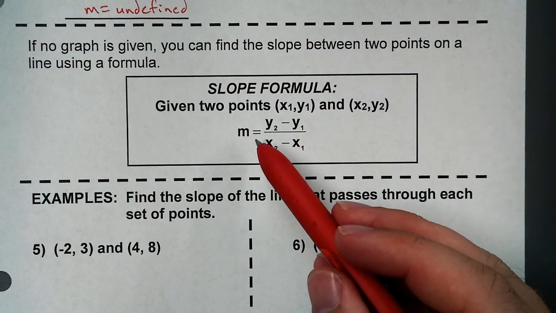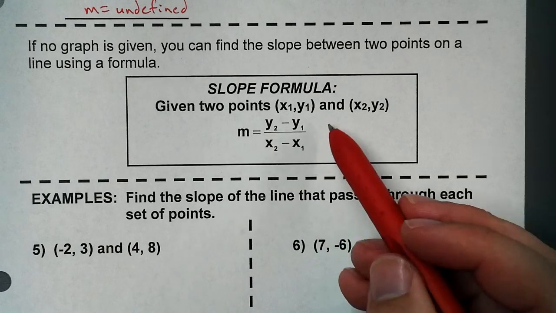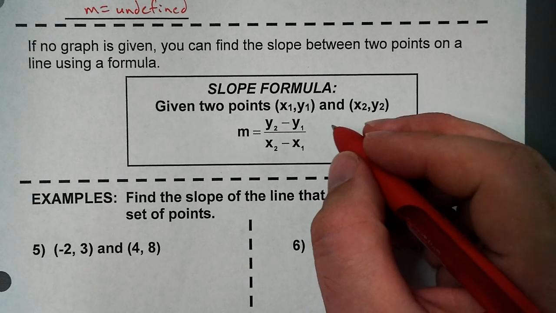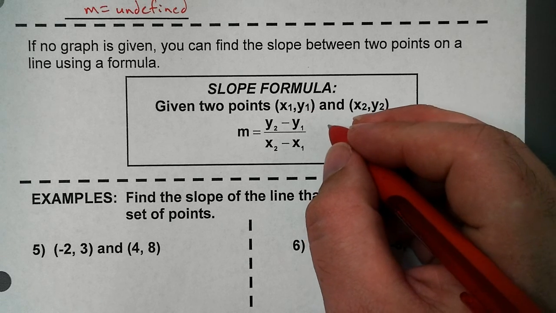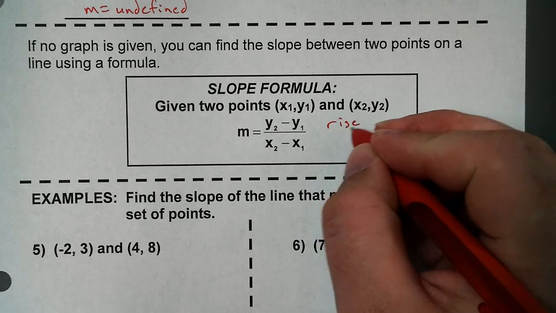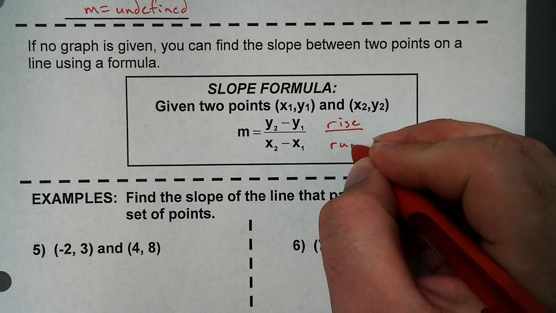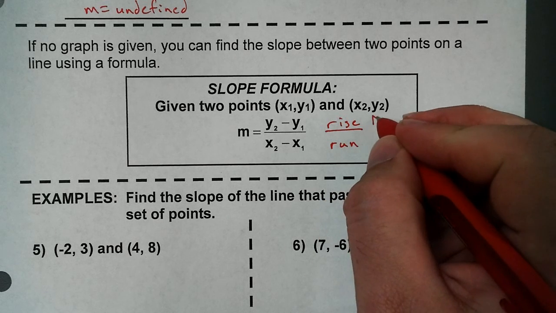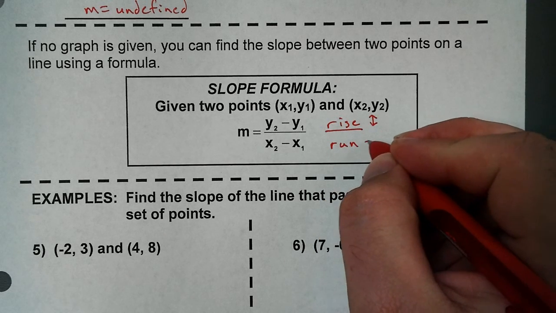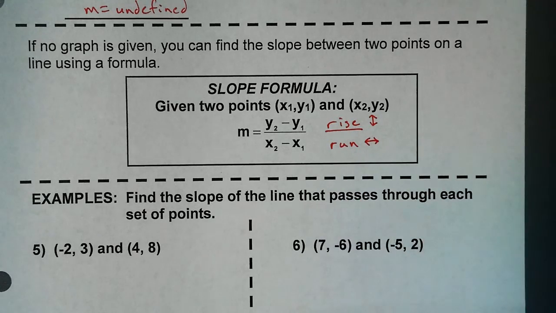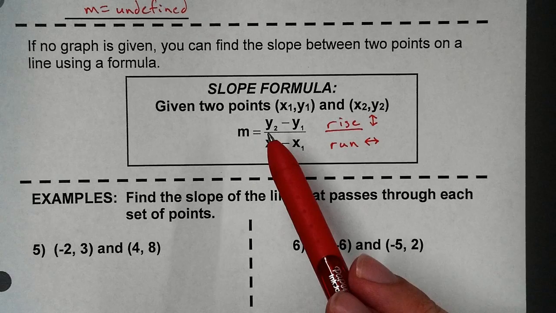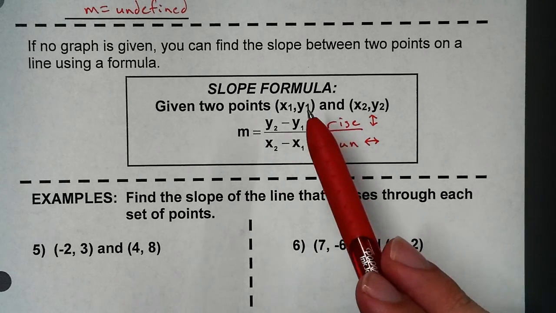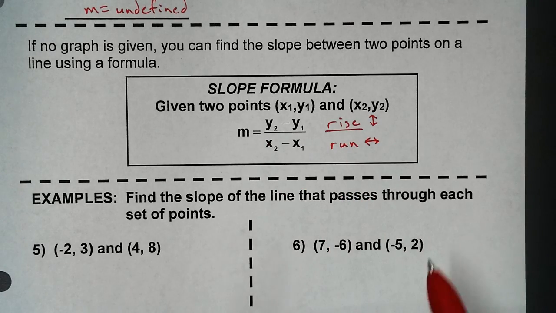Here's our formula. M equals y2 minus y1, so we're subtracting the y's, over x2 minus x1. And remember, the y's are the rise, and the x's are the run. Because the rise goes up and down, the run goes left and right. So we're basically just getting the slope by finding the difference of how much the y's moved and putting it over how much the x's moved.